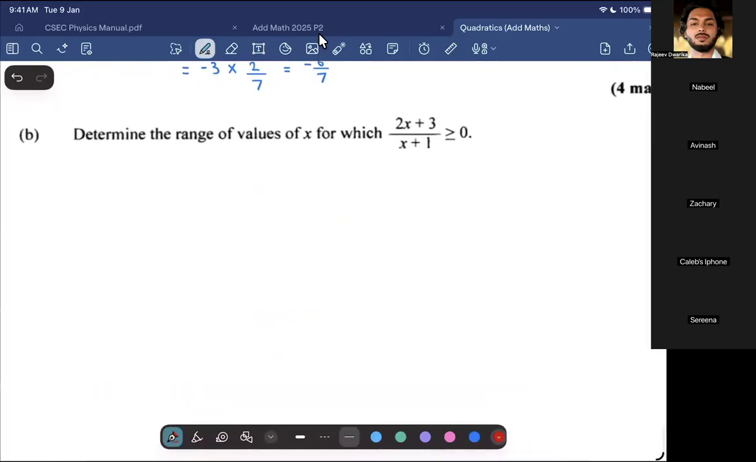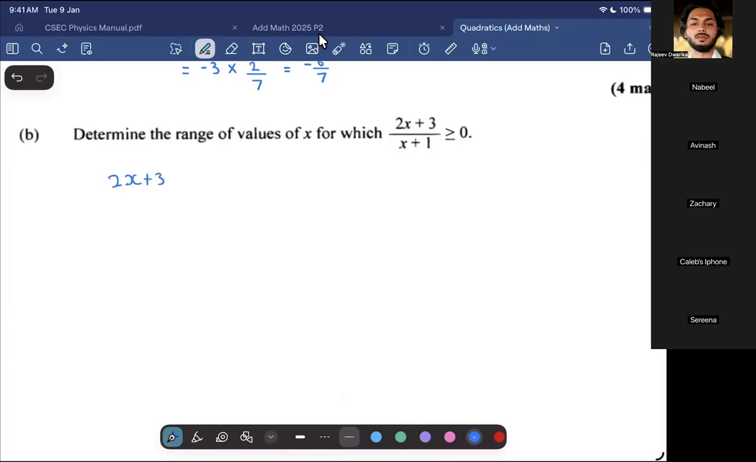Before we move on, let me tackle this question fast now, since it's right here, and we know how to do a question like this. Who wants to do this question? We're supposed to be able to do questions like this. Any volunteers? Come on, Nabil, Avinash, Zachary, Caleb, Serena. It's a light work question. I could try it. Okay, good. So Caleb, what's the first step?